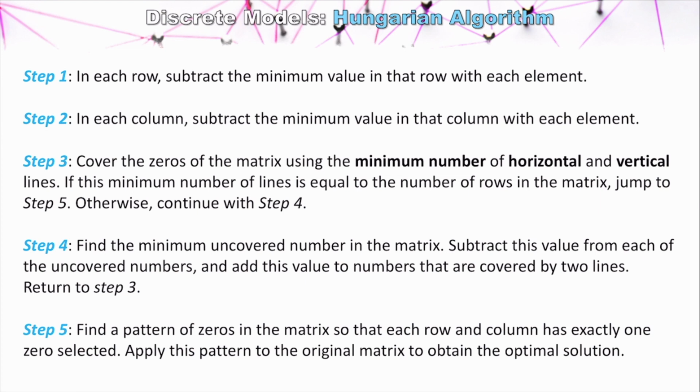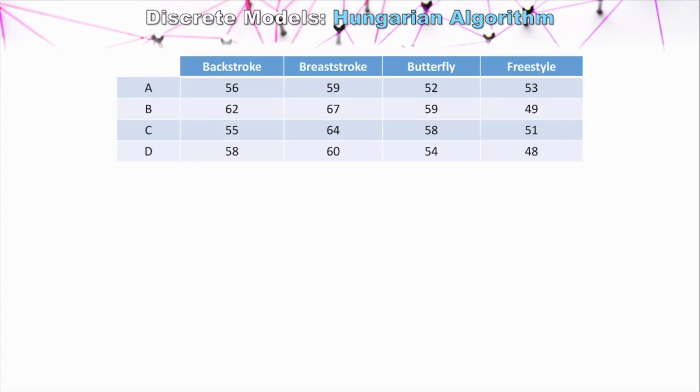But I'm not going to read through this. You can pause the video and have a look at it in your own time. What I am going to do is step through the actual Hungarian algorithm. Looking back at our swimmers allocation problem, the first step asks us to look at each row, and in this case, we're looking at which swimmer is doing which stroke and what their times are for it.